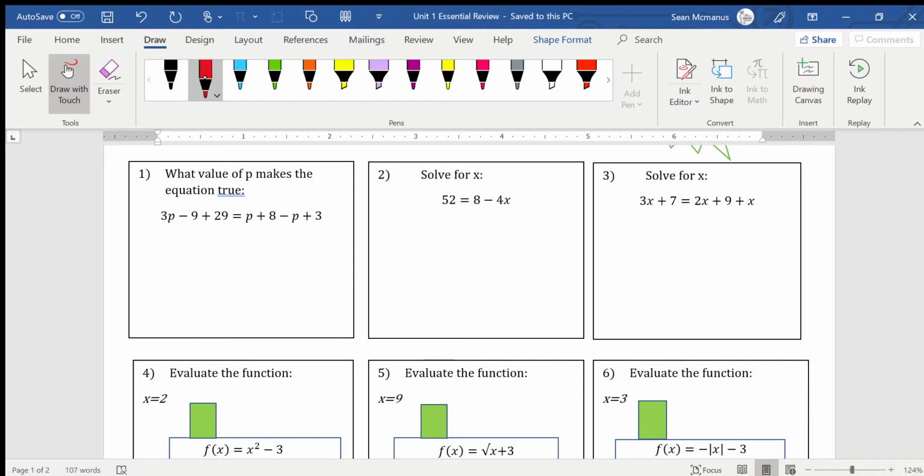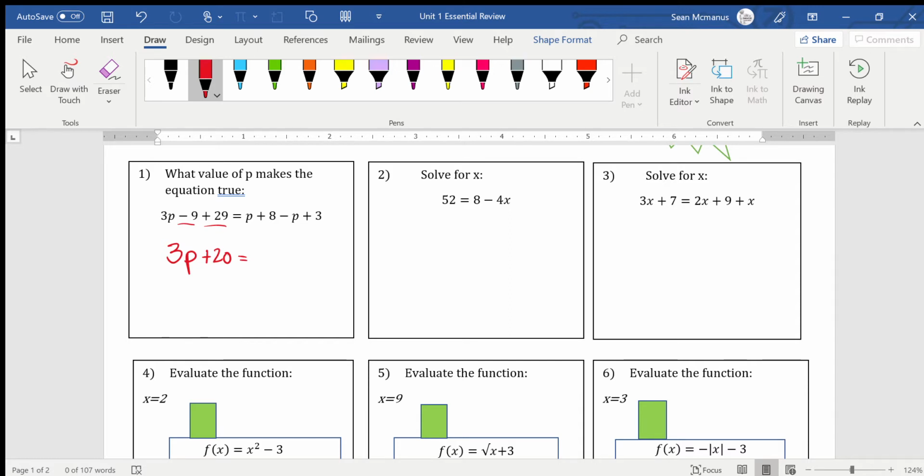So if I look on the left side, I see two constant numbers here, which I can jam together and combine. So 3p minus 9 and plus 29. So the 3p stays the same. Minus 9 plus 29 becomes a plus 20.